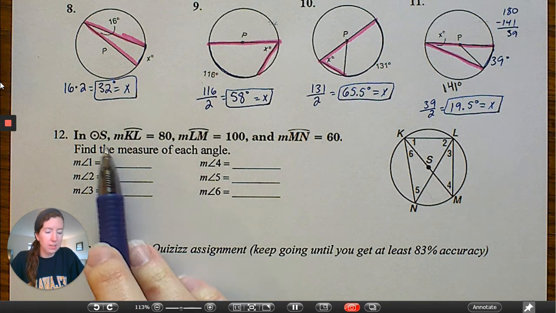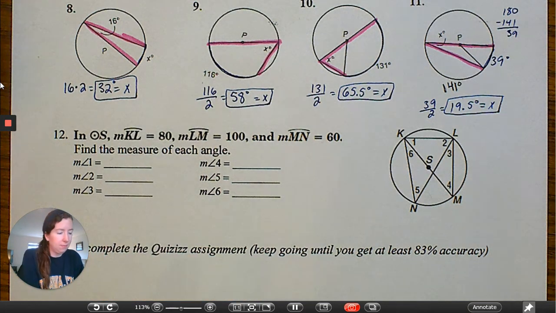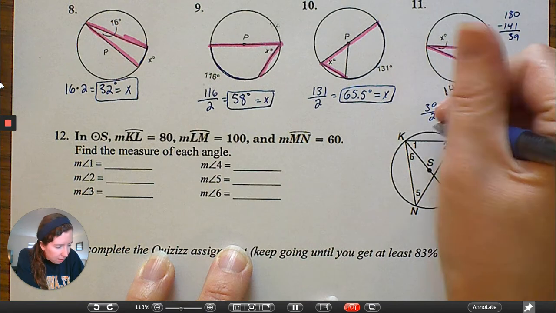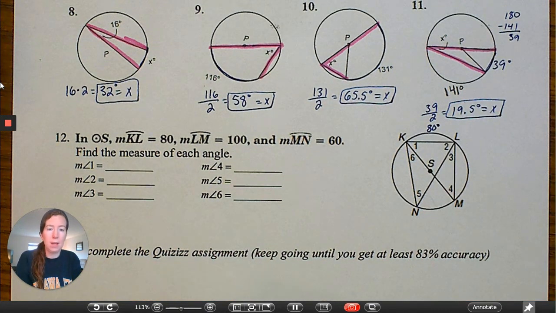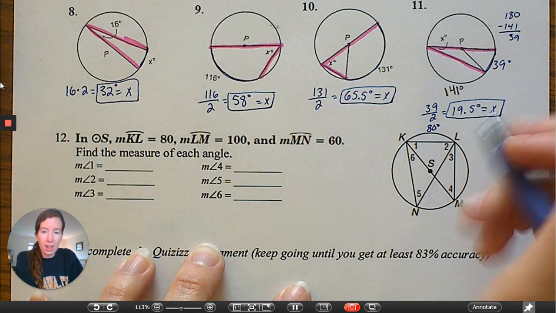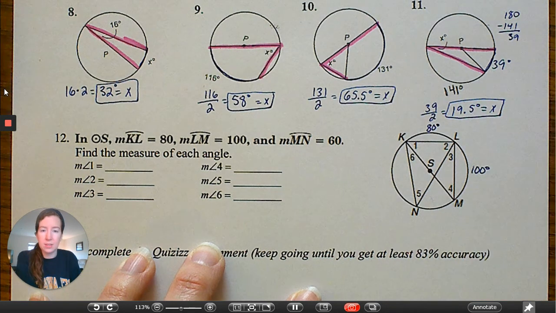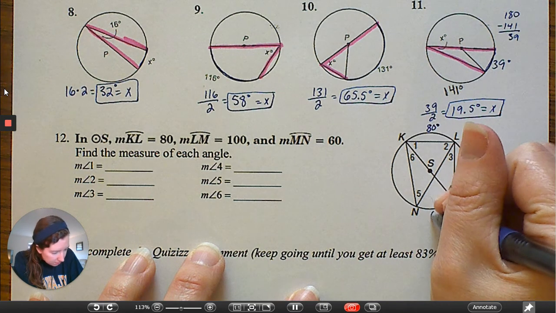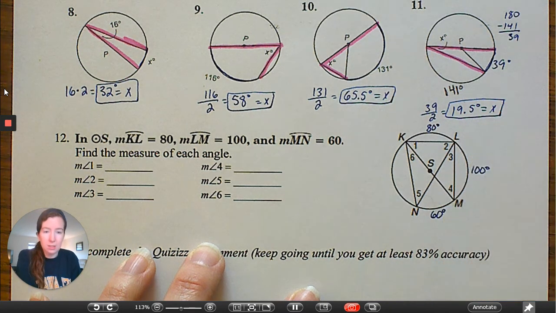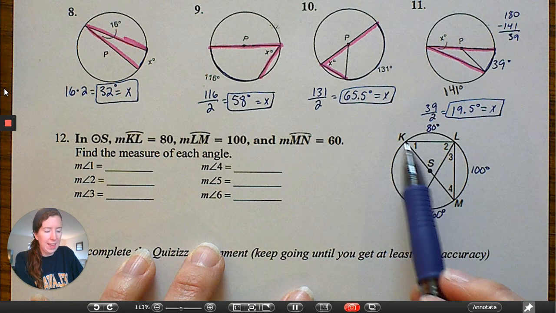So in circle S, so S is the center, the measure of arc KL is 80 degrees. So for KL, I'm going to add an 80 degrees up by that arc of the circle. The measure of arc LM is 100 degrees, and the measure of arc MN is 60 degrees. They didn't give me the measure of arc KN.